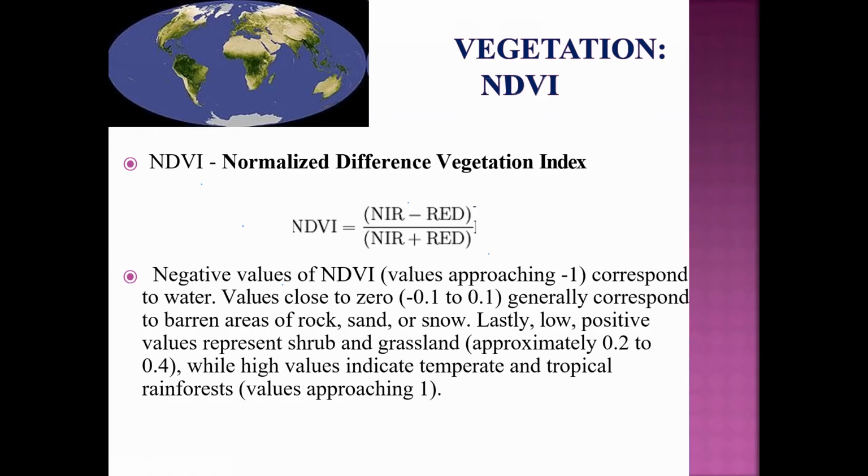NDVI is what? It is a ratio, here you see, of the difference of reflected NIR. Actually, this is reflected NIR minus red region divided by NIR plus red. So red is what? In the visible range. Okay, so on the basis of these, different types of objects can be distinguished. How? See, what will be the range of NDVI? 0 to 1.